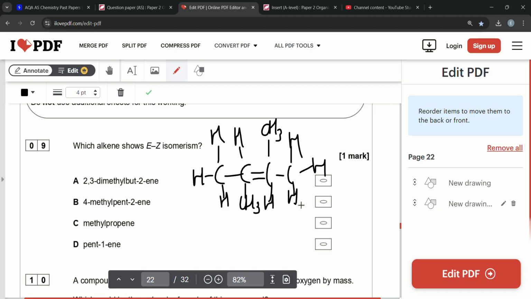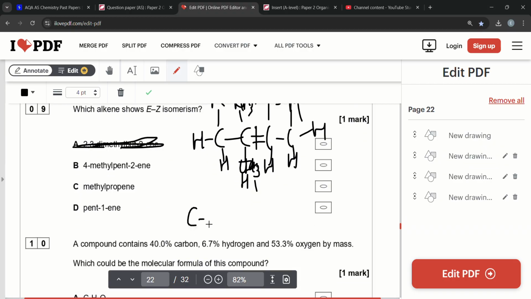Will that show EZ isomerism? No, because if we put the CH3 here, which it can be, and H here, that's completely symmetrical, isn't it? CH3, H, CH3, H. So no, that won't show EZ isomerism.